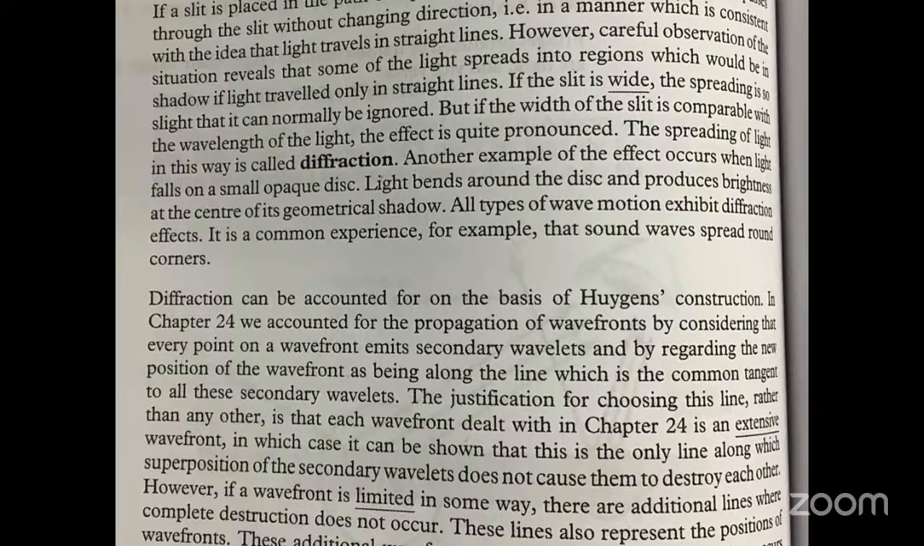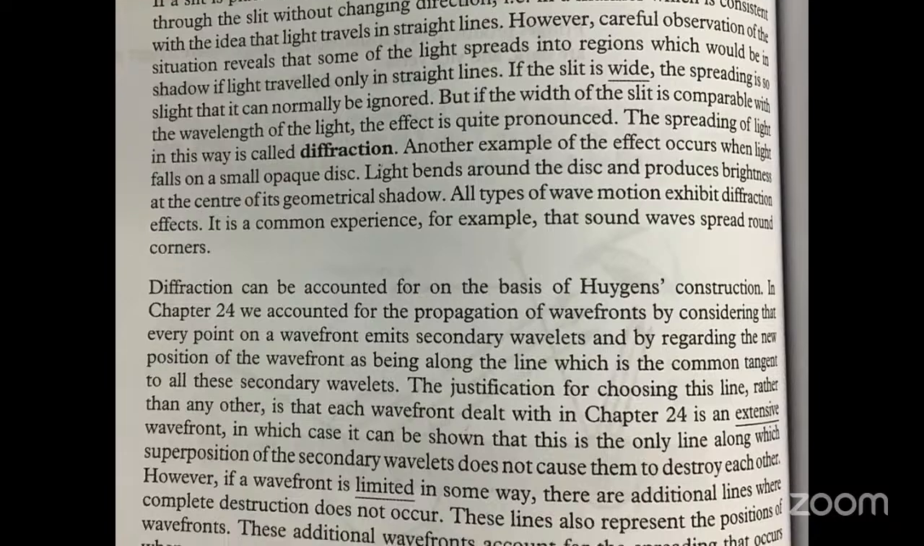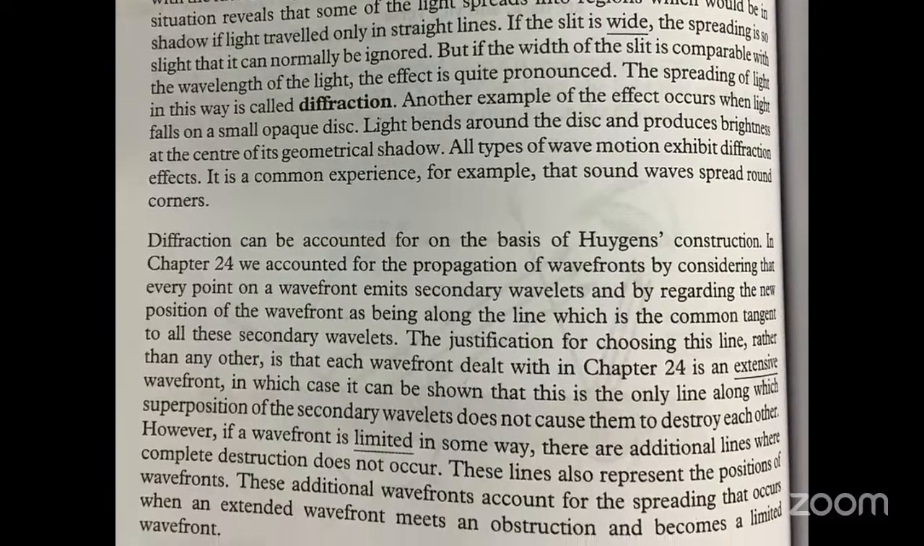We accounted for the propagation of wavefronts by considering that each point on the wavefront emits secondary wavelets, and by regarding the new position of the wavefront as being along the line which is the common tangent to the secondary wavelets. That's something confusing, so I want to show you this little diagram here. Go to chapter 24. I'll tell you what page that's on.